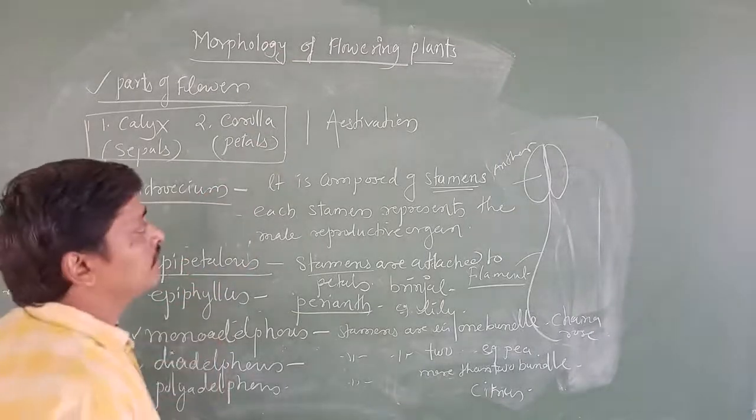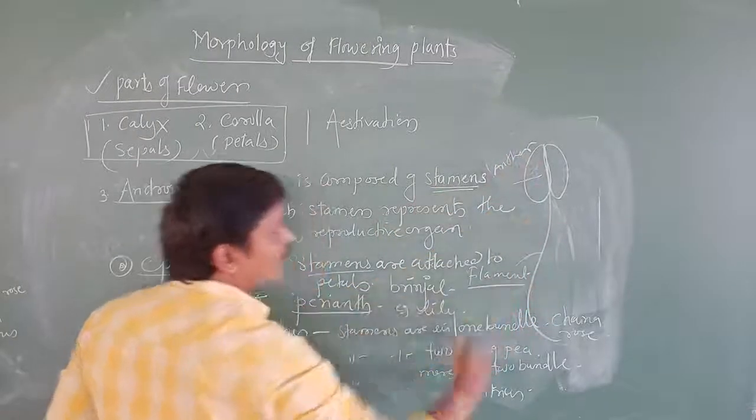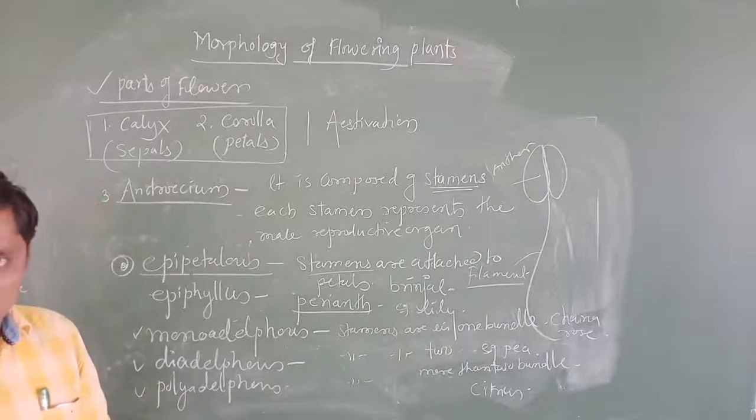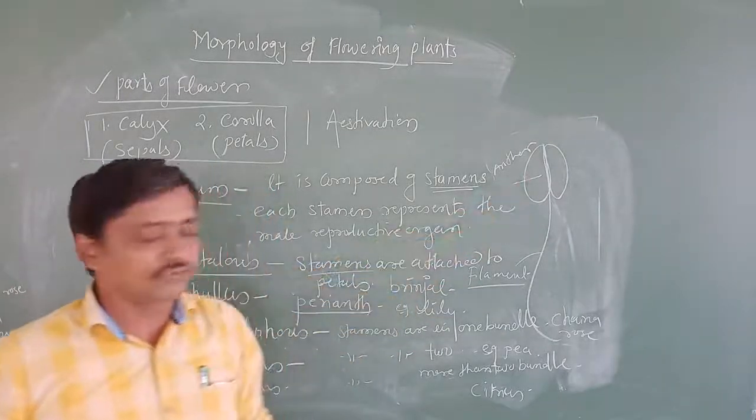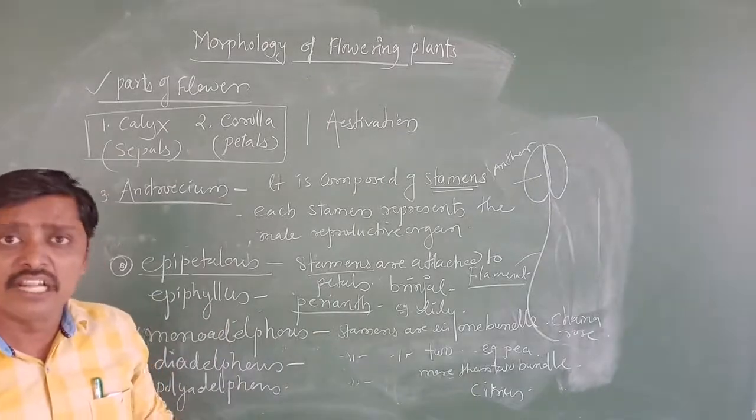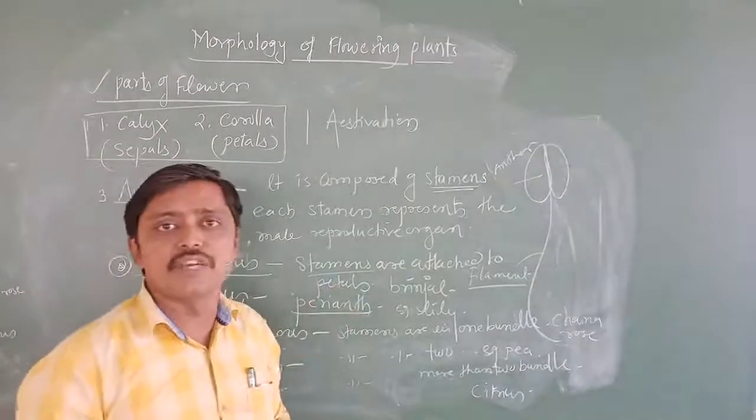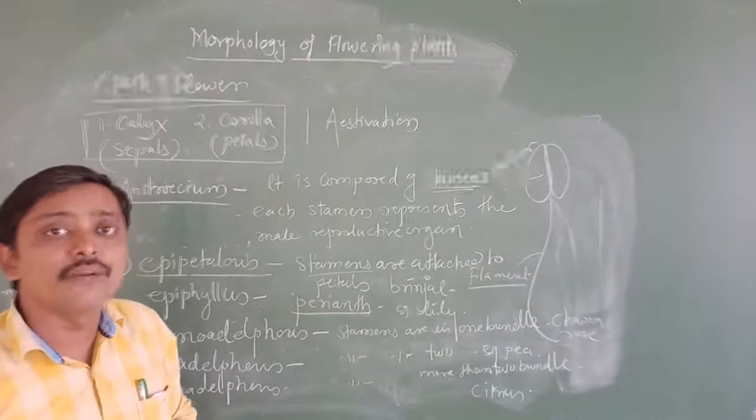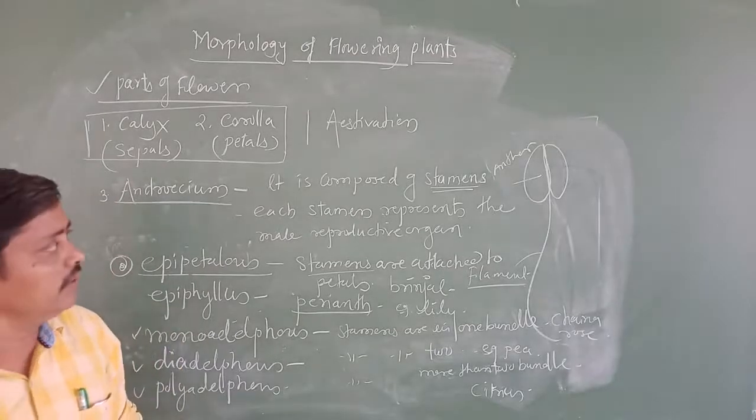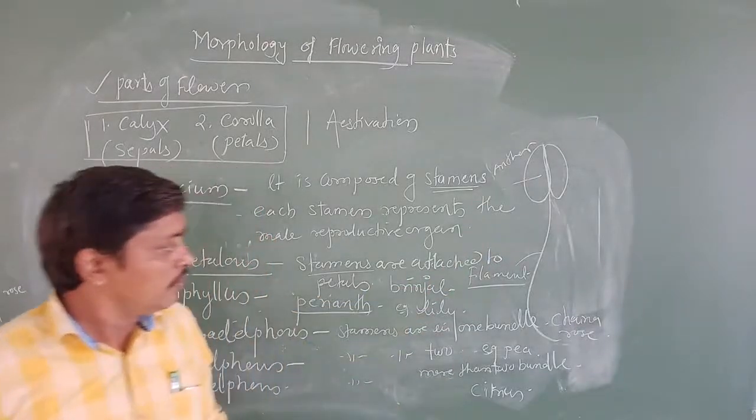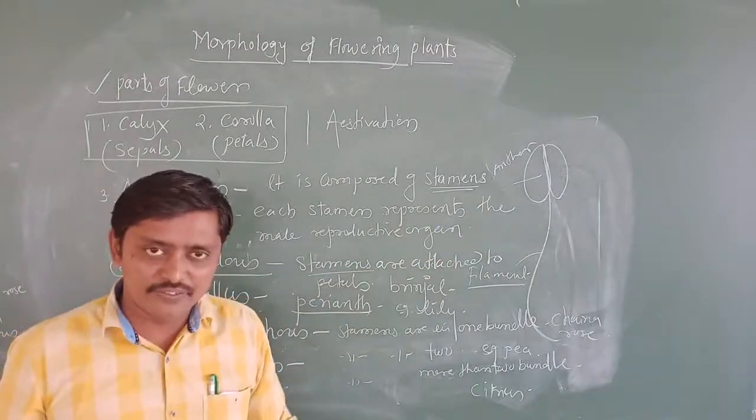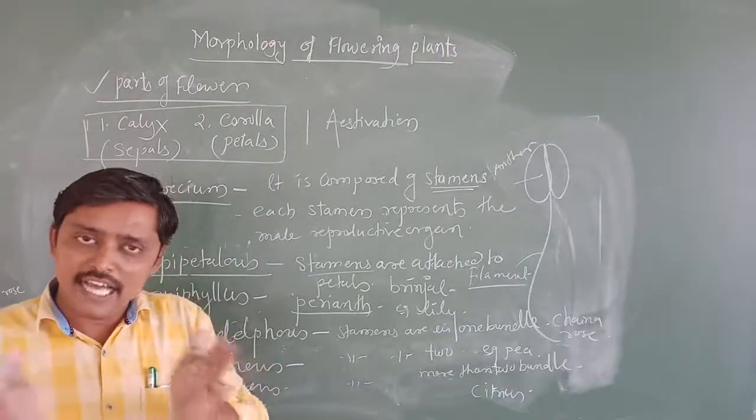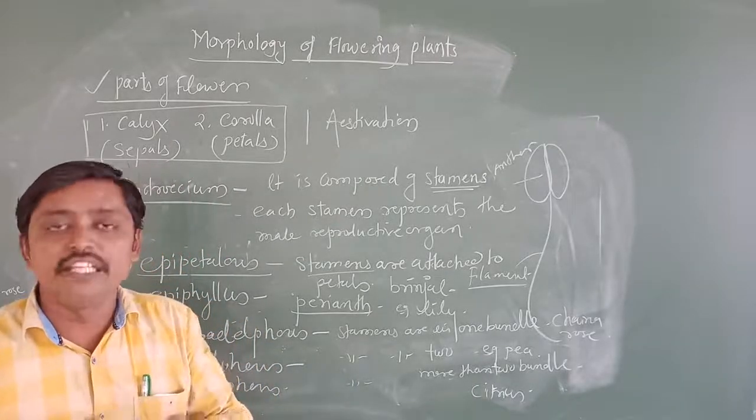Then I drew the diagram of the stamen. Stamen is composed of filament and anther. Anther is bilobed, and each lobe of the anther consists of two chambers, which we call pollen sacs. There the development of pollen grain takes place. This is also very important. After that, I told you these stamens within the flower attach to other parts of the flower, or are united among themselves.